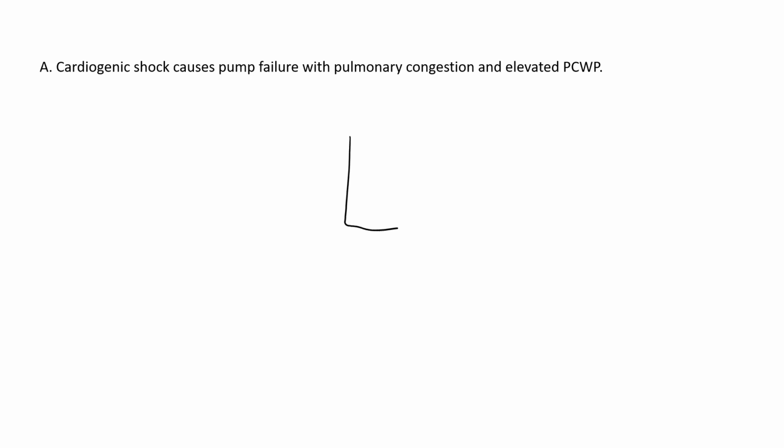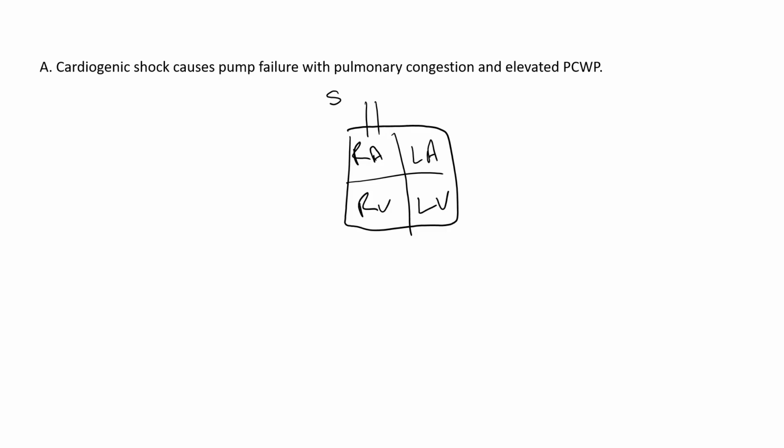So if you draw your heart, you have your right atrium here, your right ventricle here, your left atrium here, your left ventricle here, and you have your SVC dumping blood into the right atrium. Right ventricle, you have the pulmonary artery. Left atrium, you have the pulmonary veins coming in, and then the left ventricle, you have the aorta.